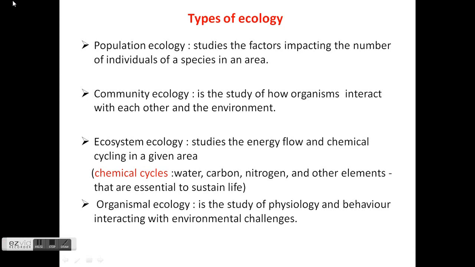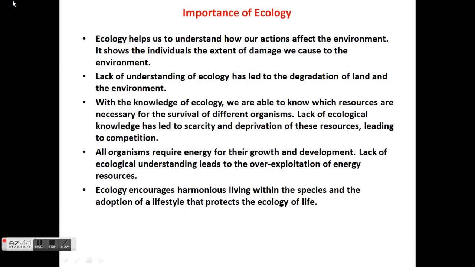Now we have different types of ecology. Population ecology, in which we study the factors impacting the number of individuals of a species in an area. Community ecology is the study of how these organisms interact with each other and the environment. Ecosystem ecology is the study of how energy flows in and out of the system from one organism to another, and how the chemical cycles function in a given area. Chemical cycles are the water cycle, carbon cycle, nitrogen cycle, that are important for our life to sustain. Organism ecology is the study of physiology and behavior interacting with environmental challenges.